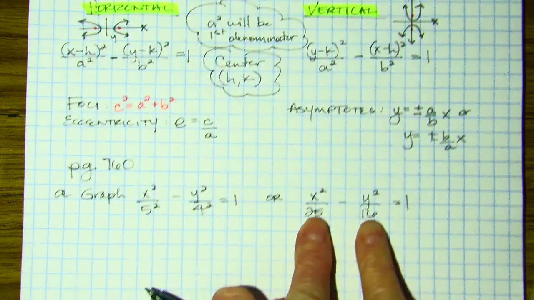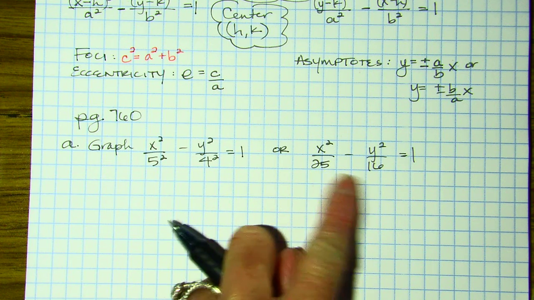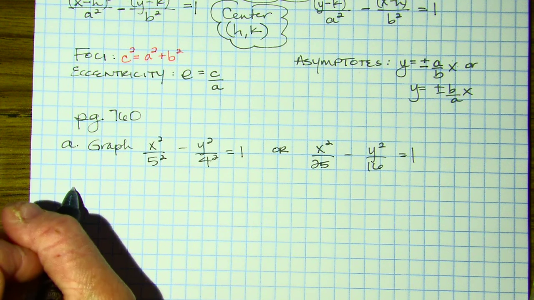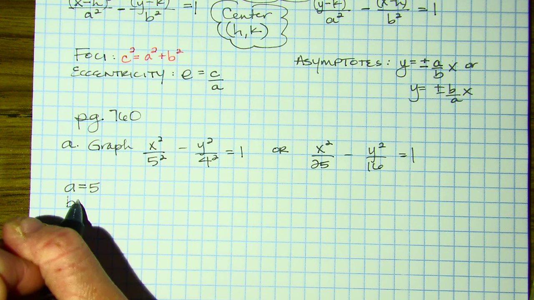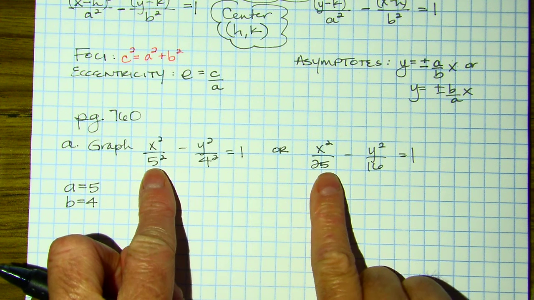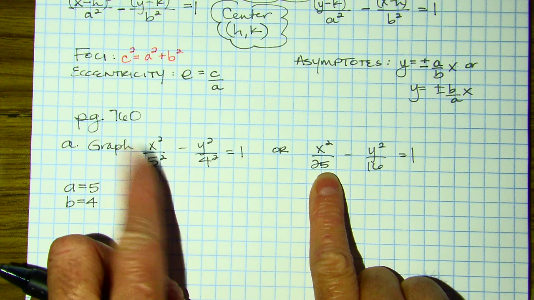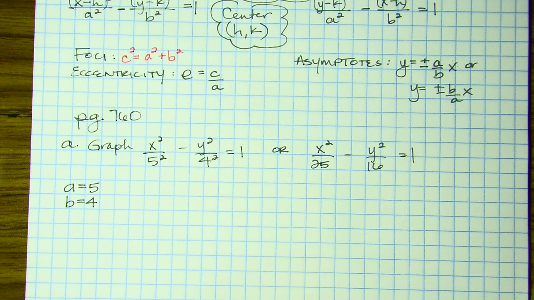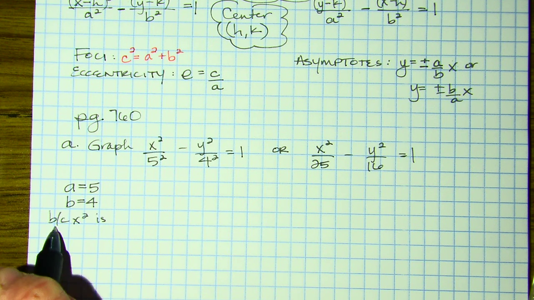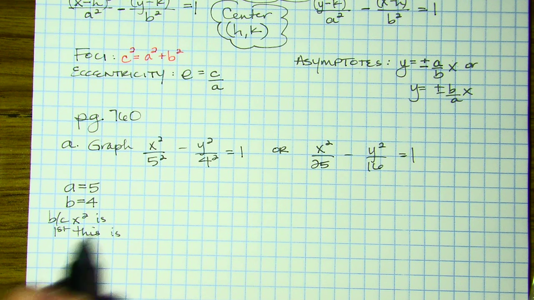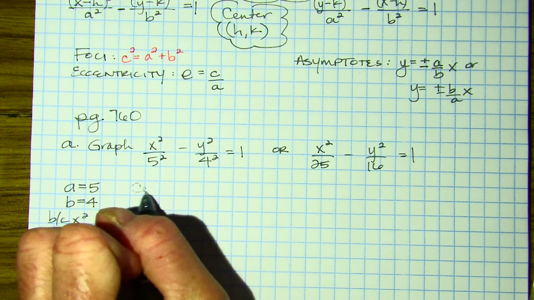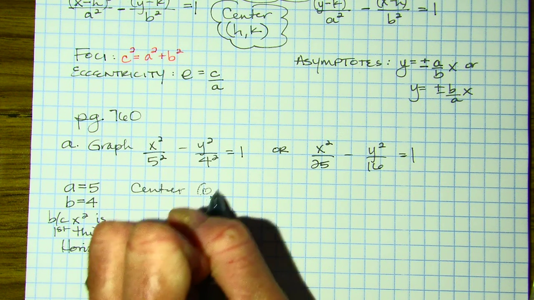Sometimes they give it to us already squared and simplified, and other times they leave it squared. Either way, I should be able to recognize that a equals 5 and b equals 4, because the first denominator always represents a squared. So a is 5 here, the square root of 25. Now, because x is first, this is horizontal. Also, since there is nothing near x and y, my center is at (0, 0).